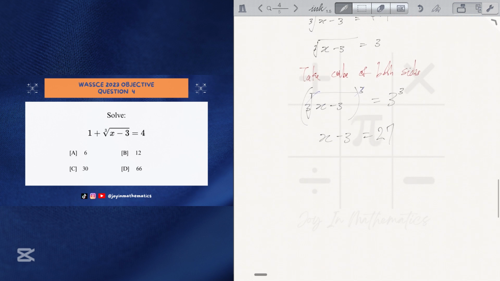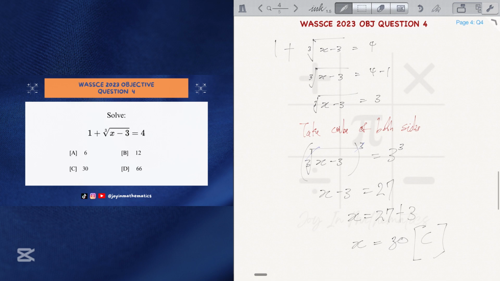So then we can now find the value of x. So x will be equal to 27 plus 3, and therefore x is equal to 30. And this is equivalent to option C. So you can see indicial equations are very simple and short.